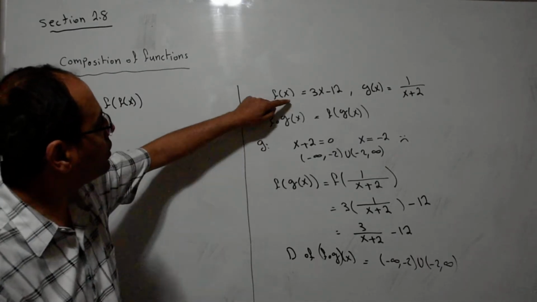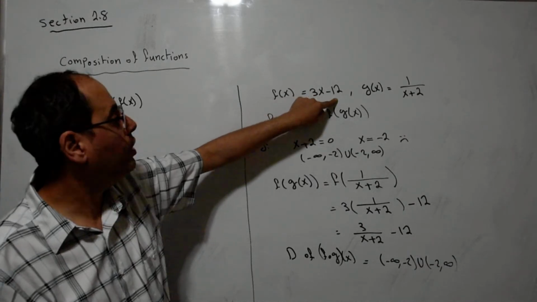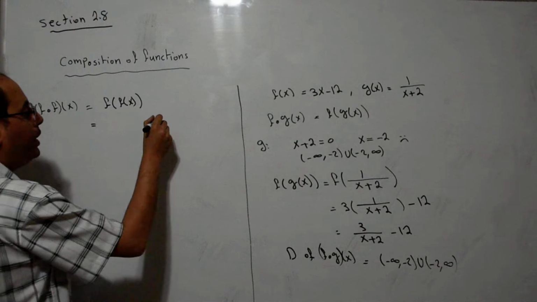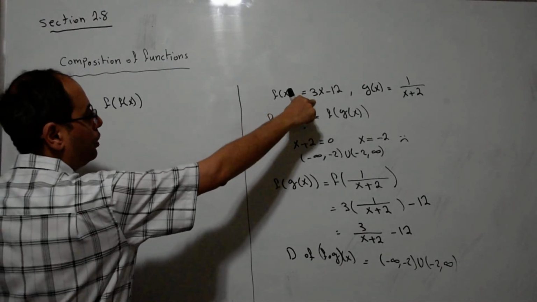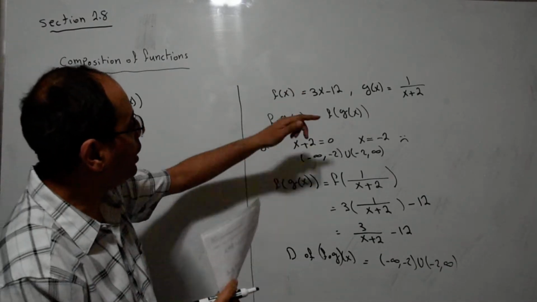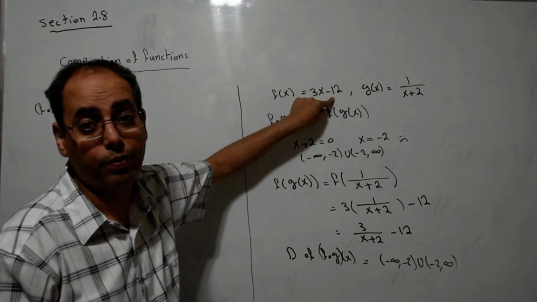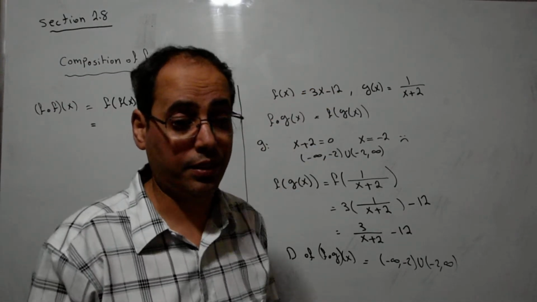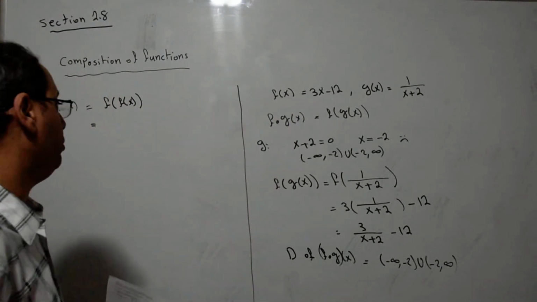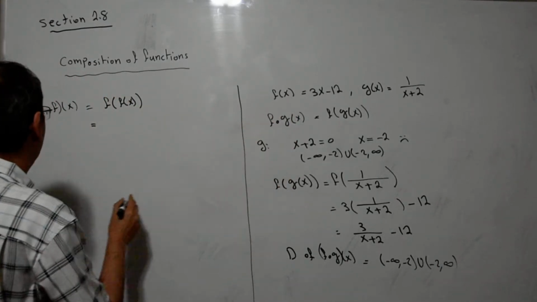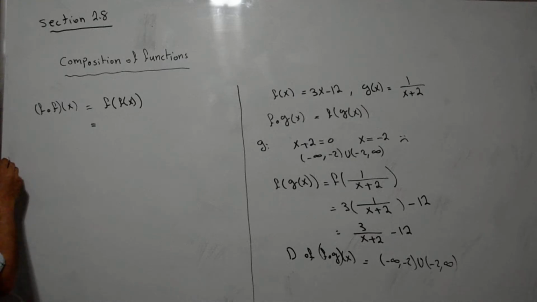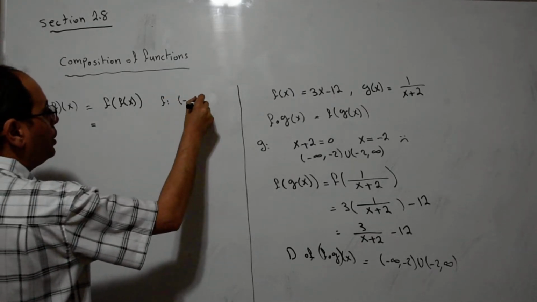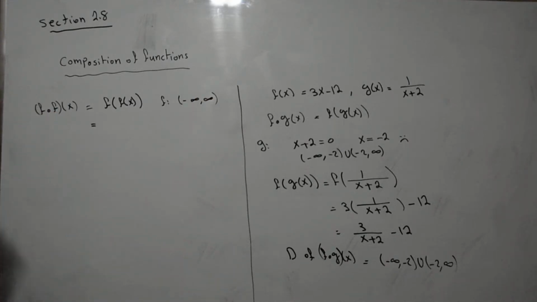So what's the f of x? 3x minus 12. So again, I have to test the domain of the inner function. What is the domain of 3x minus 12? This is a polynomial, so the domain of any polynomial is all the real numbers. So I don't have any problem here. So the domain here is from negative infinity to infinity.